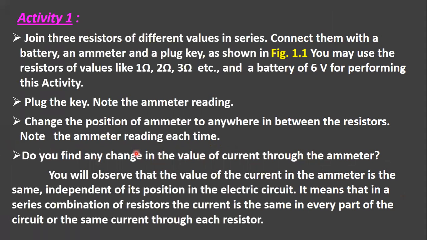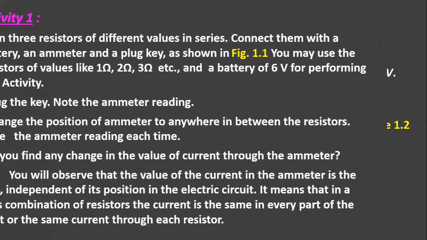You will observe that when you change the position of the ammeter in between the resistors and note down the reading each time, the value of the current in the ammeter is the same. It will not change independent of its position in the electric circuit. It will remain constant. Here it means that in a series combination of resistors, the current is the same in every part of the circuit, or the same current through each resistor.